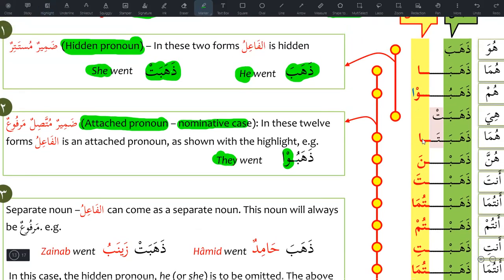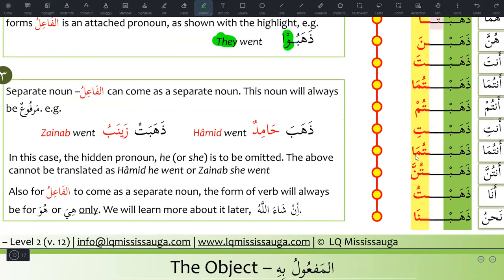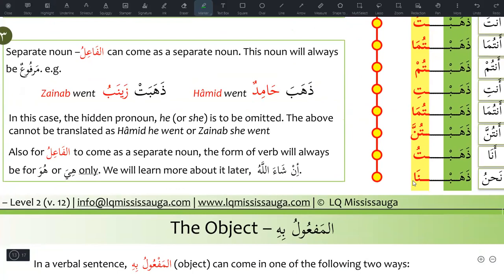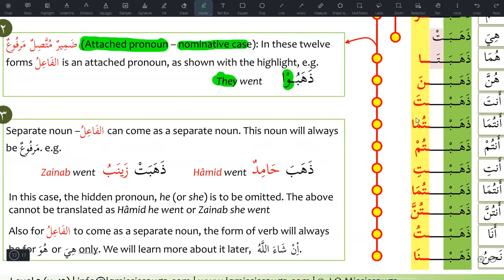Alif, waw, alif, noon, ta, tuma, tum, ti, tuma, tunna, tu, na. These are all attached pronouns. So all these are fa'il here.